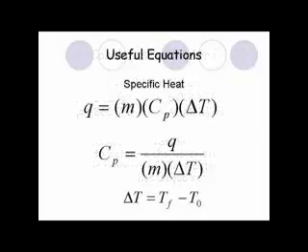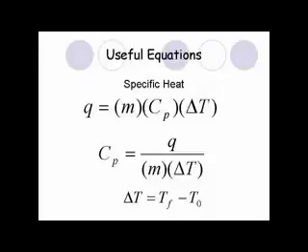This may be a good time for you to pause the podcast and write down some of the equations that I'm going to share with you. These are equations that deal with specific heat problems. We have Q, which is heat in joules, is equal to the mass of the substance times the specific heat of the substance times the change in temperature. That delta sign in front of the T means change.